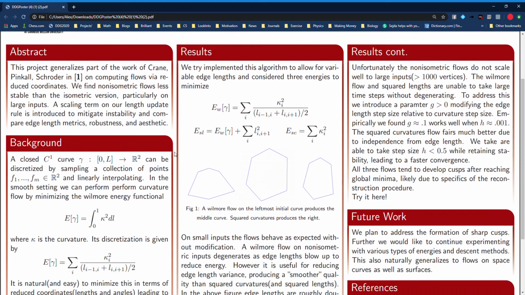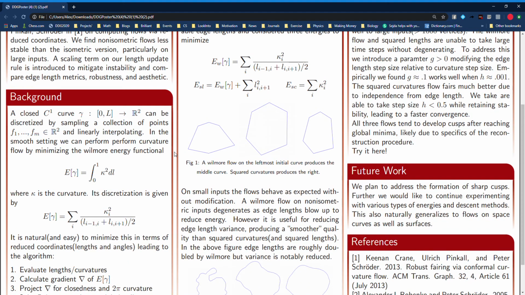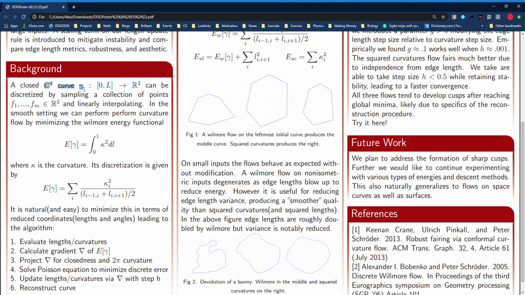And the way they did this is, let's say you have some curve, which is this, you have this parameterization in the plane, and then we can discretize it by taking a couple of points and linearly interpolating between them, kind of this piecewise thing.